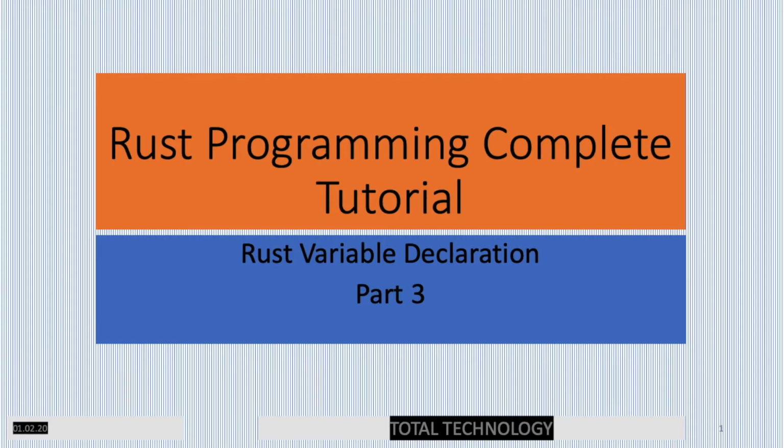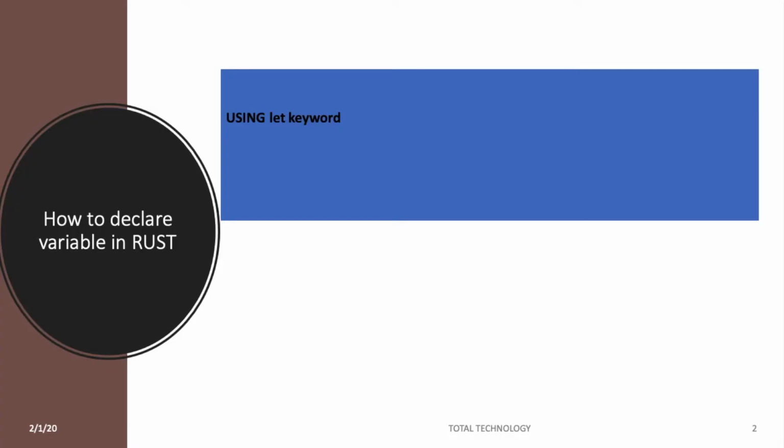If someone is watching this video for the first time, I highly recommend you go and watch the other 2 tutorials. You'll find a playlist with the Rust complete programming tutorial in our channel. Please go ahead and watch those, because in this video I'm not going to explain how to build or how to set up our environment. Rather we'll talk about the variable declaration part: how to declare a variable in Rust using the let keyword. So in Rust we use the let keyword to declare any variable.